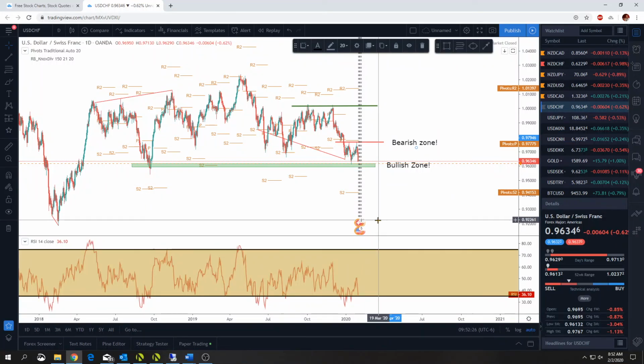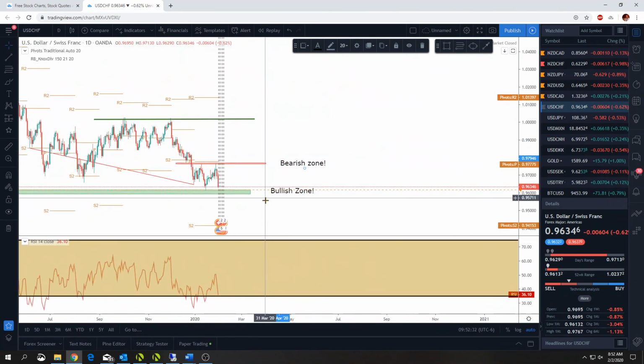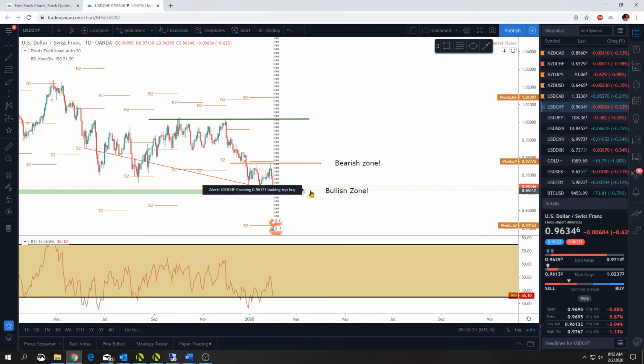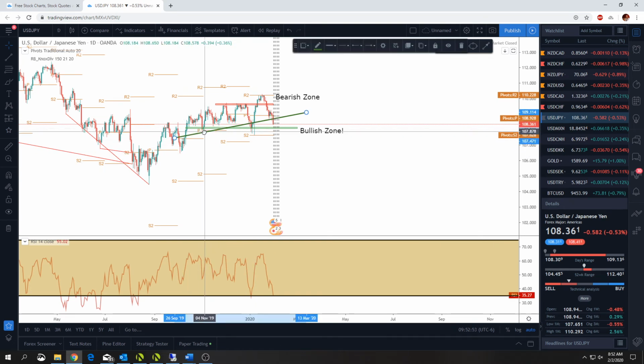And look at where we got. This next support's all the way down here. So this is going to be a pair to watch here this next few weeks. If we get a break of this bullish zone, man, we're all the way down here. Lots of fundamentals to watch. So this one I'm going to turn red because we're very close to that alert. USDJPY, nemesis pair here.